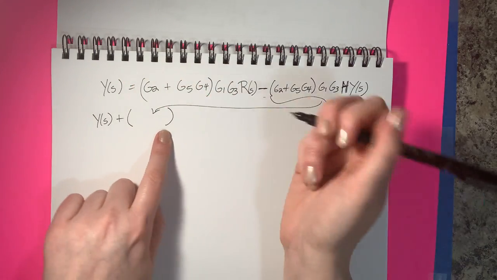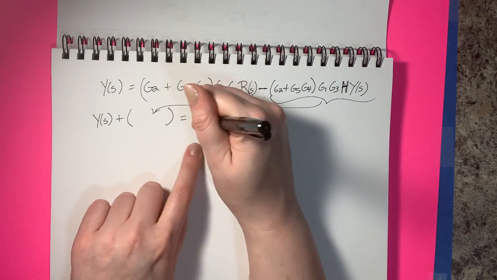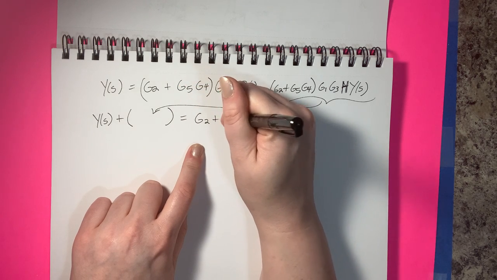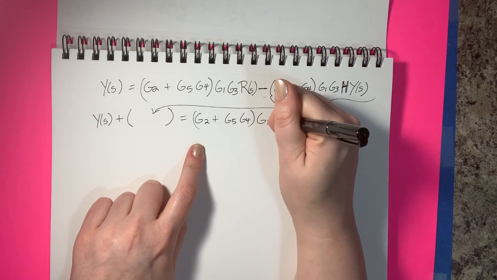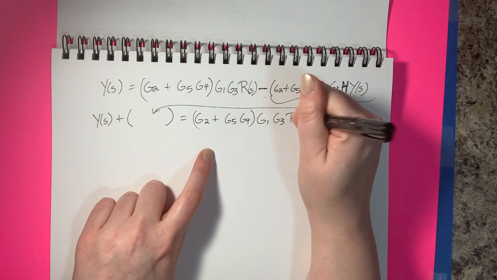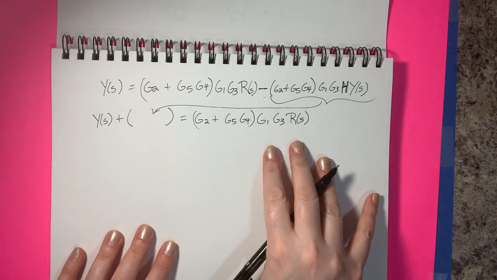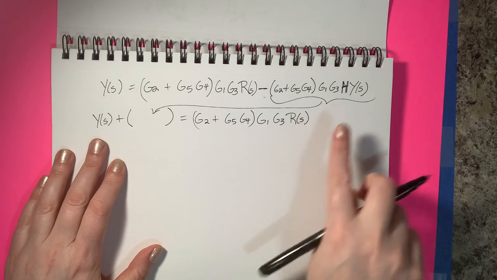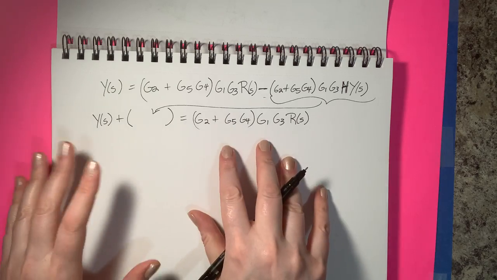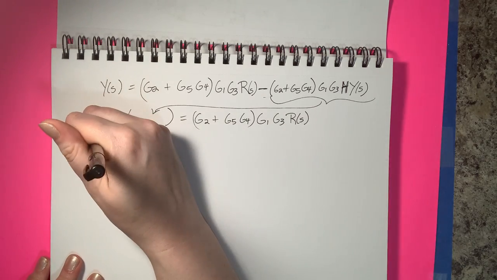I'm just going to write that because we're going to recopy in a second. g2, g5, g4, g1, g3, and r of s. Okay, so we've got all of that right there. And now we would be factoring out that y and then doing our division. Okay, now that is our final step.